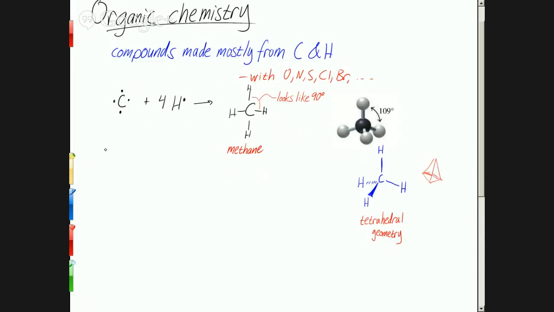So let's always keep in mind while we're talking about this that in these structures, carbon's going to have 4 bonds. And hydrogen's going to have 1 bond. And we're never going to draw structures that violate those rules. All right.